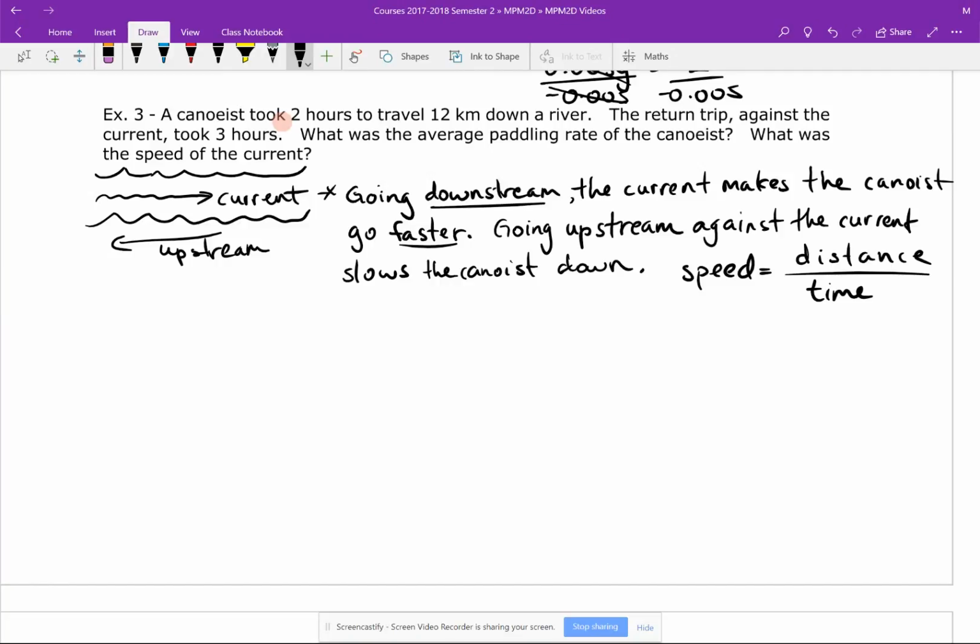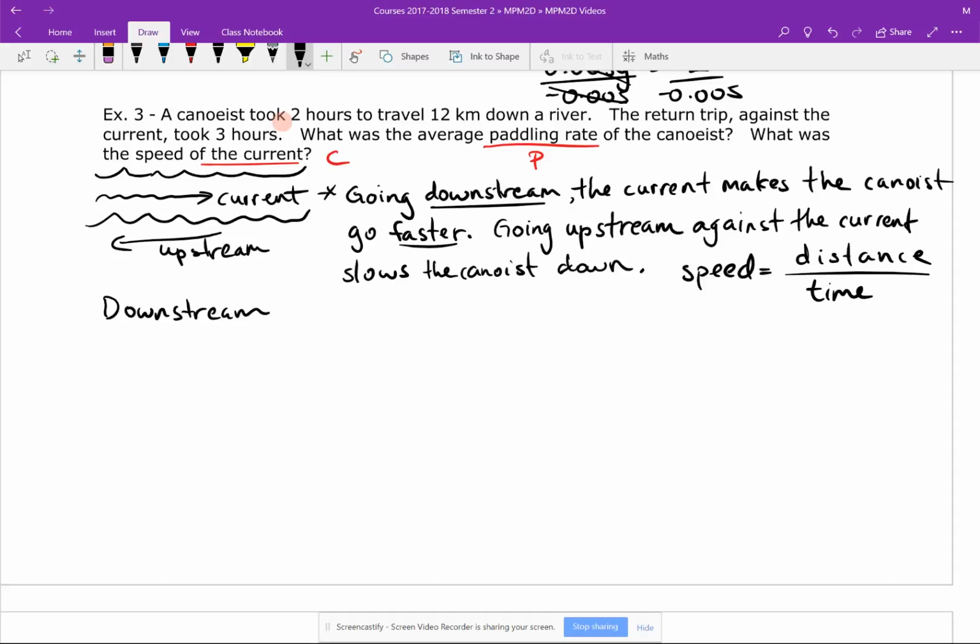All right, let's define our variables. What is the average paddling rate? I need to find the paddling rate. Let's call this P. And what is the speed of the current? I need to find that too. Let's call that C. So there are two scenarios, with two different speeds going downstream and upstream. I'll start with downstream. If you're going down the stream, the current is helping you.